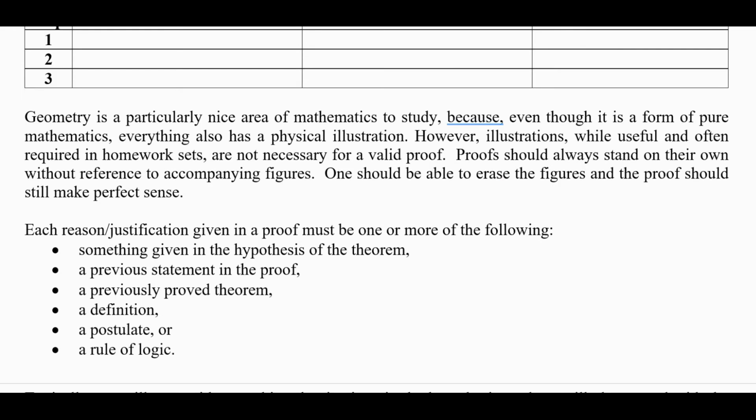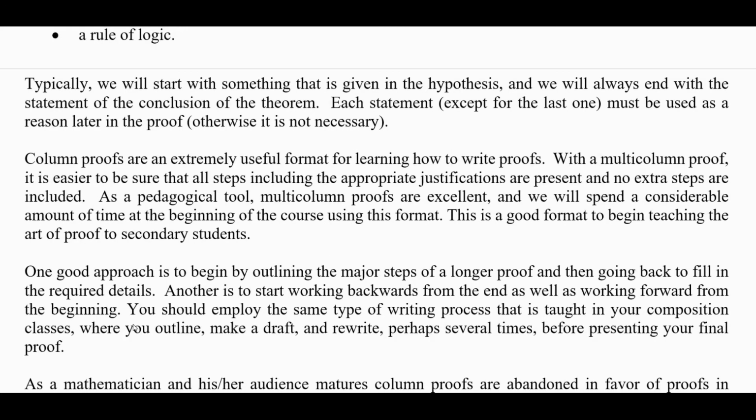Each reason or justification given in a proof must be one or more of the following: something given in the hypothesis of the theorem, a previous statement in the proof, a previously proved theorem, a definition, a postulate, or some rule of logic. Those are the only things that can be used together. And typically we will start with something that is given in the hypothesis, and we'll always end with the statement, the conclusion of the theorem.